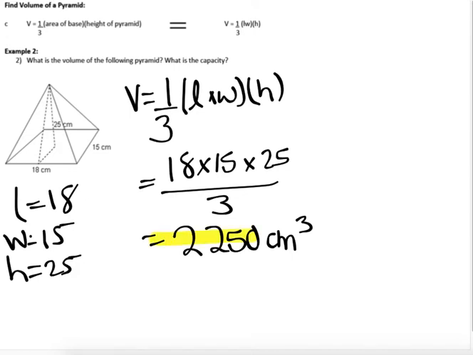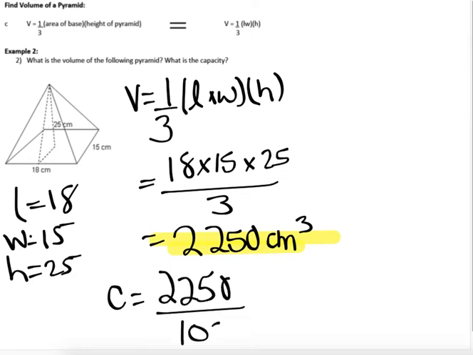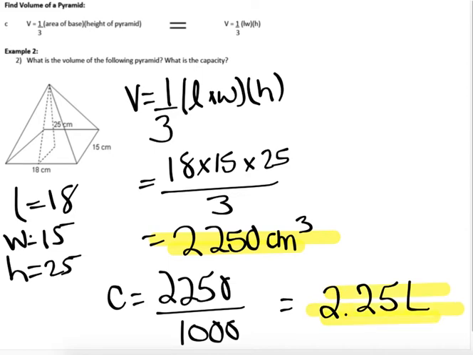Now, I want to know what my capacity is. So this is my volume. I can use that number to figure out what my capacity is. So remember, in capacity, if we have centimeters, we are dividing by 1,000. If we had meters, we were multiplying. I have centimeters cubed, so I'm going to take 2,250 divided by 1,000, and I'm going to get 2.25 liters. Remember, capacity is always measured in liters.